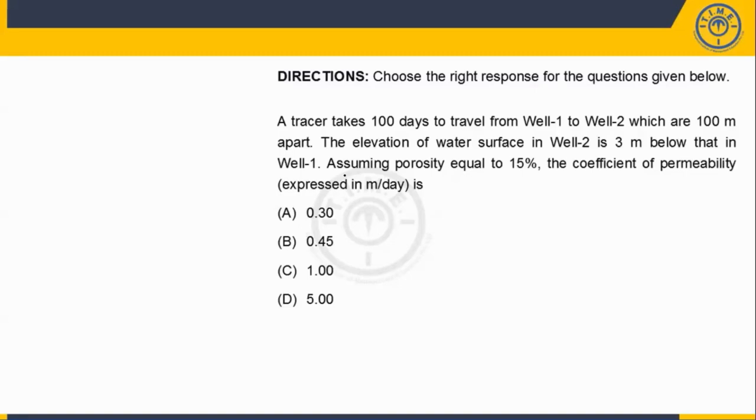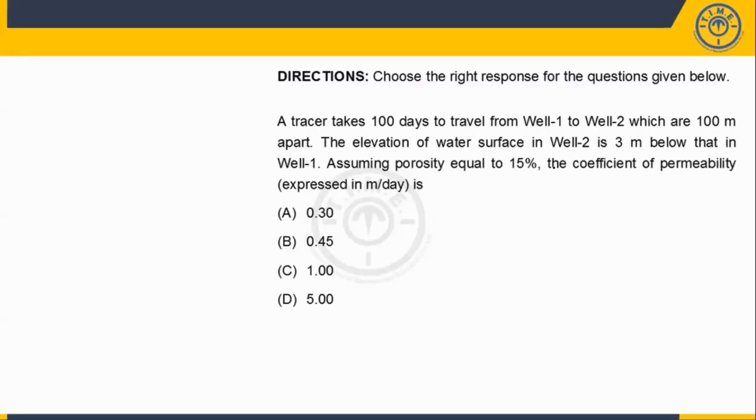A tracer takes 100 days to travel from well 1 to well 2, which are 100 meters apart. The elevation of the water surface in well 2 is 3 meters below that in well 1. Porosity is equal to 15%, and we need to find the coefficient of permeability.